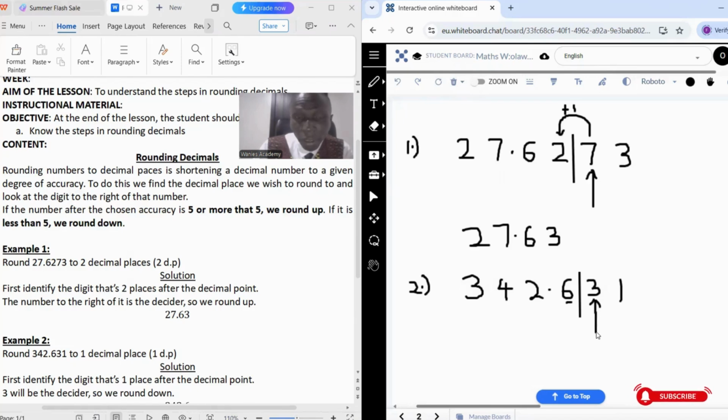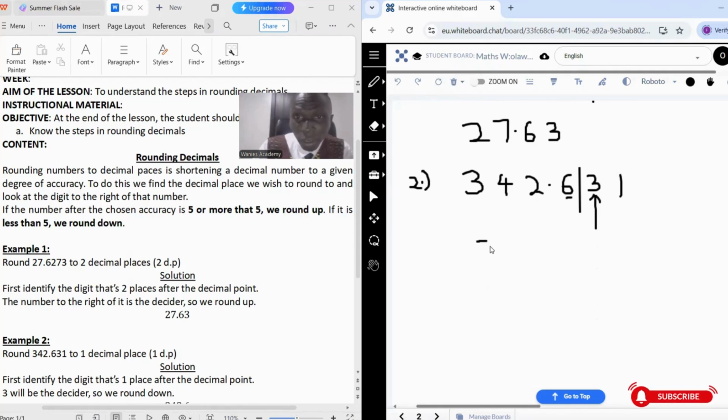Now 3 is less than 5. So meaning that what? We are rounding down. We are going to round it down. So we're going to have our answer now to be 342.6. So rounding 342.631 to 1 decimal place, we're going to have it to be 342.6. So look at the last example in this topic.